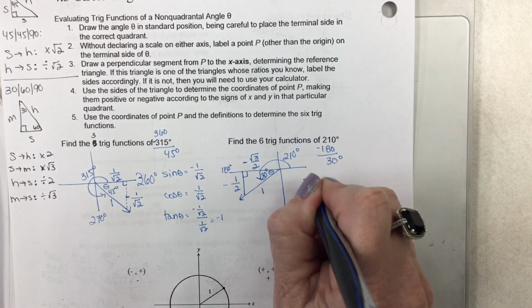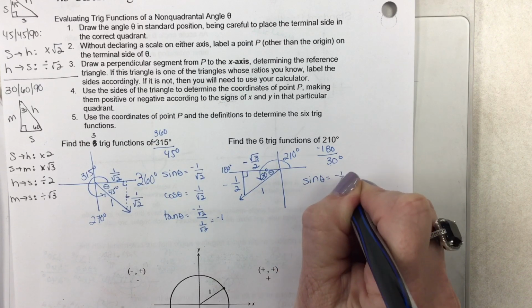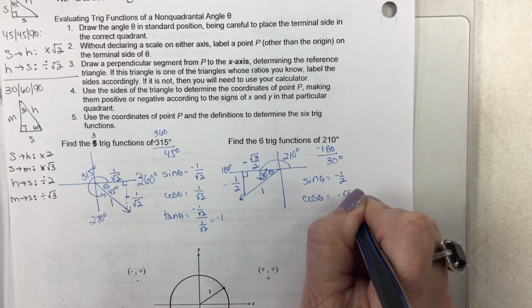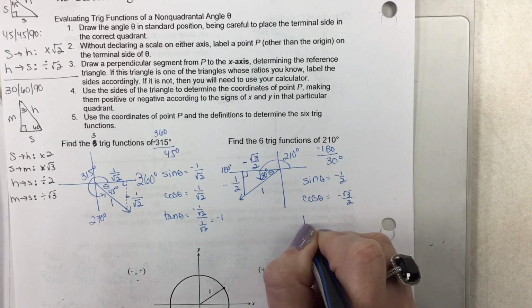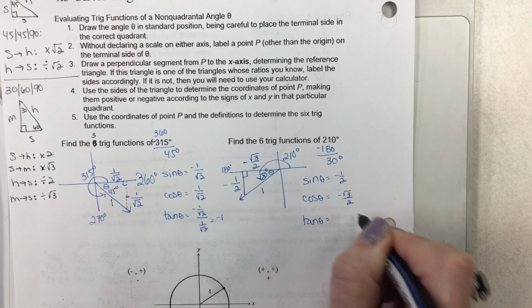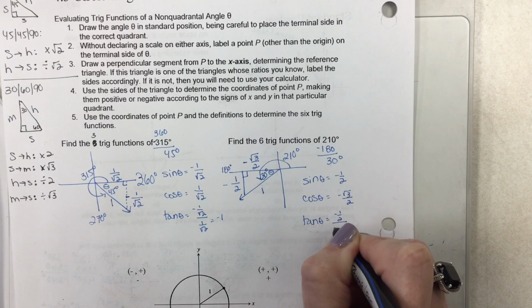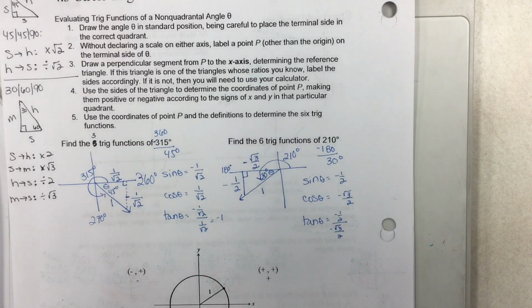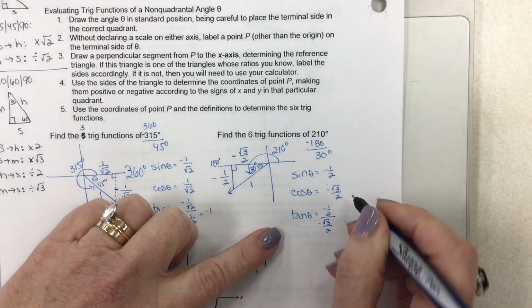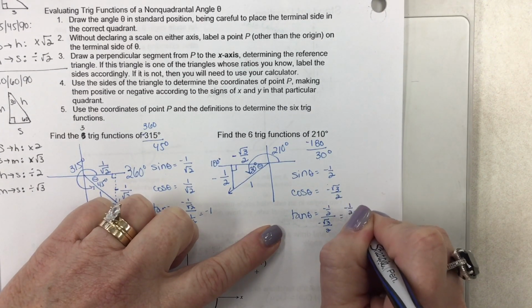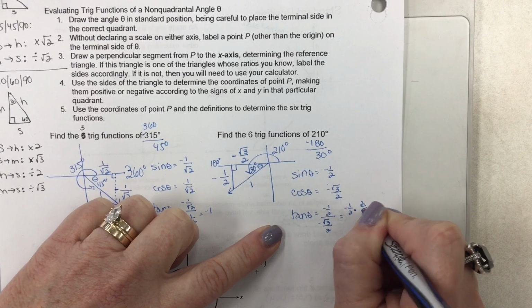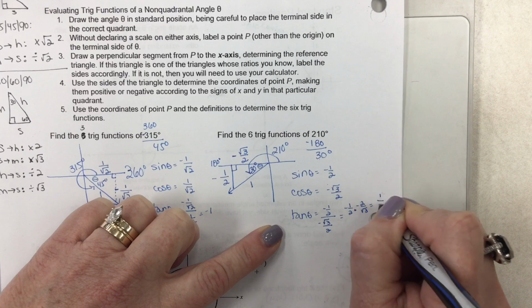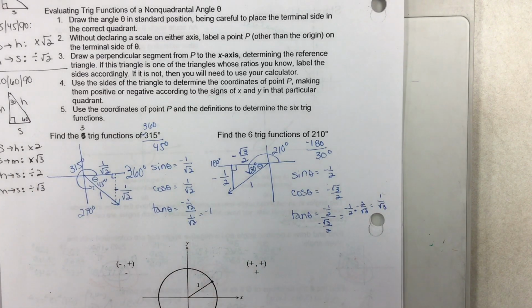So then I can find my sine theta, negative 1/2, cosine theta, negative square root of 3 over 2. Tangent theta is sine over cosine, or opposite over adjacent. If I divide by a fraction, it's the same thing as multiplying by the reciprocal. The 2's cancel, so I'm left with 1 over root 3.